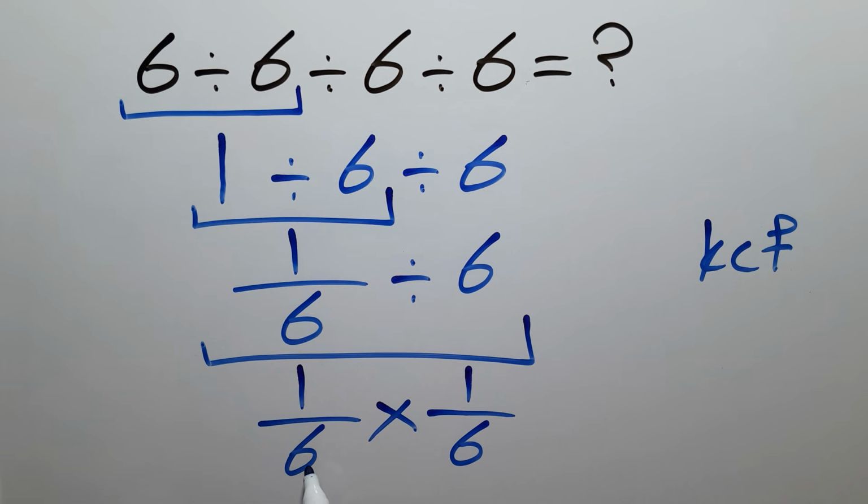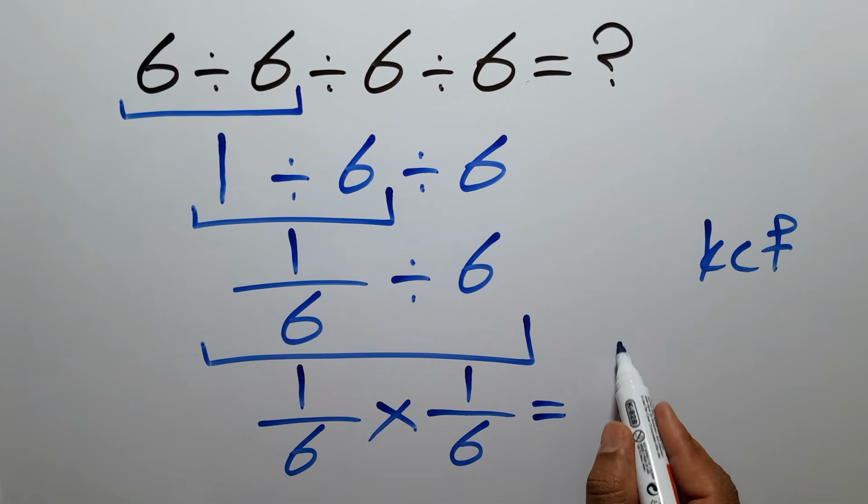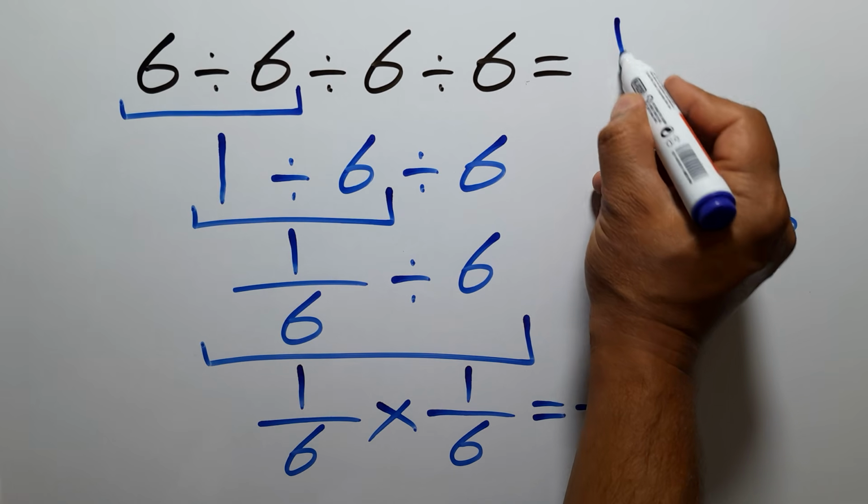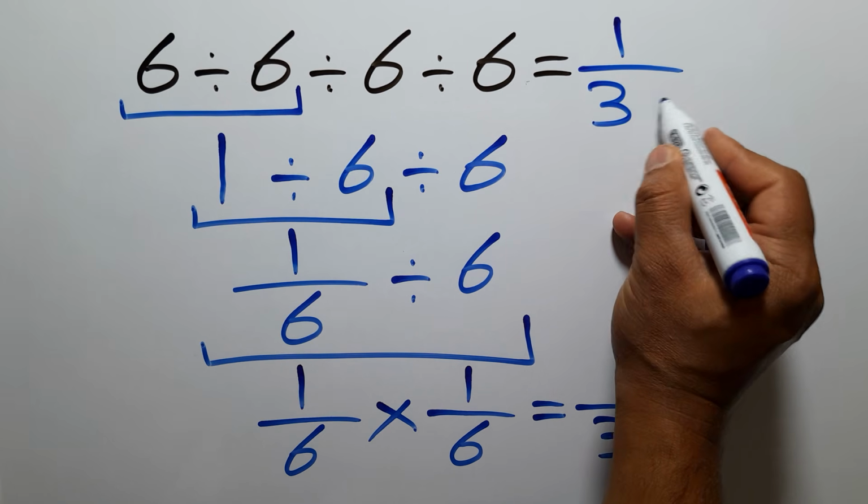Now we have 1 over 6 times 1 over 6, which equals 1 times 1 gives us 1. So we have 1 over 6 times 6 gives us 36. So we have 1 over 36. And this is our final answer to this problem. The correct answer is 1 over 36.